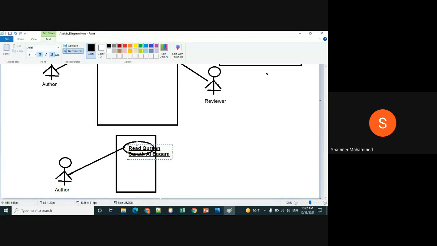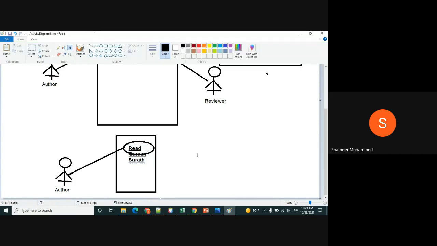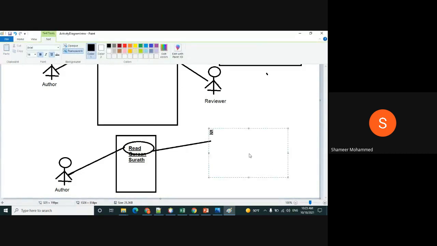This is there in this one. It is there in this one. Read Quran. This is the use case. But how, Khalid? I explained to you just now. What are the steps in that one? What will you do in the first step?